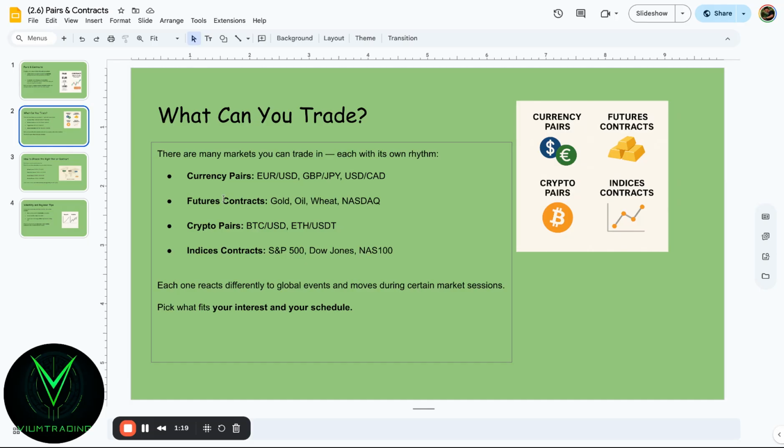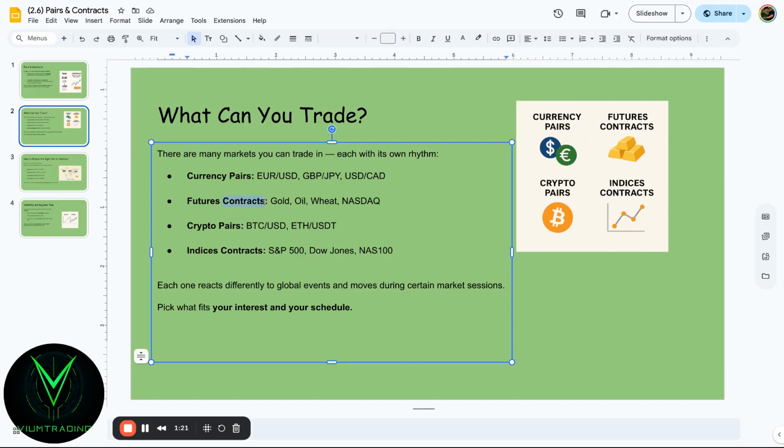You just gotta make sure you choose the correct contract, and you don't trade contracts about to expire, where the spread of the chart isn't gonna be updated consistently because the contract is about to expire. So like I said, you can trade crypto in Forex and also index contracts like S&P, Dow Jones, Nasdaq, etc. Each one reacts differently to global events and moves during certain market sessions.